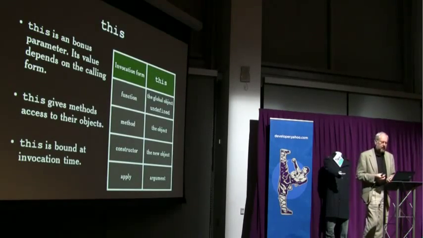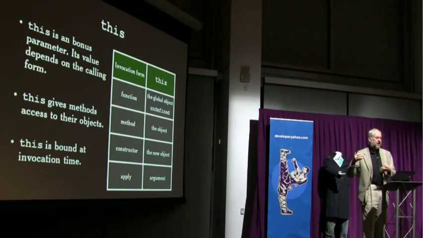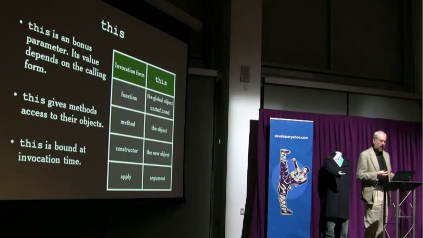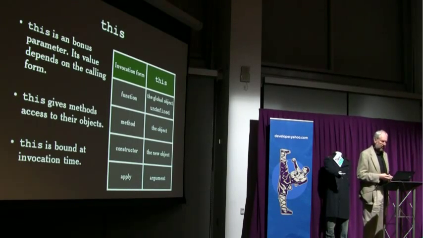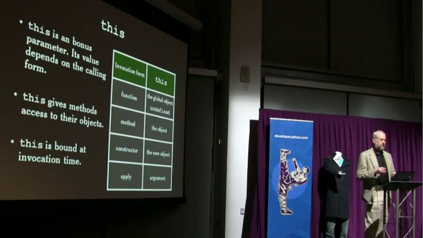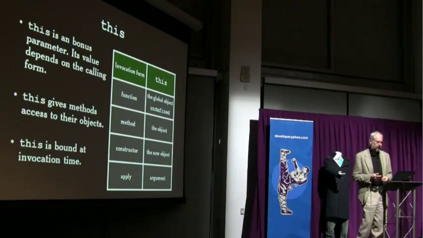So to summarize, this is a bonus parameter, and its value depends on the calling form. If it's called as a function, it's bound to either the global object in ES3 or to undefined in ES5 strict. If it's called as a method, it's bound to the object containing the method. If it's called as a constructor, it's bound to the new object being constructed. And if it's called in the apply form, then we explicitly pass in an argument that determines what this is going to be.